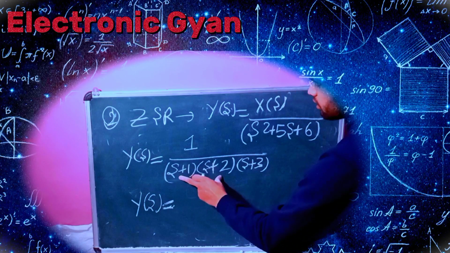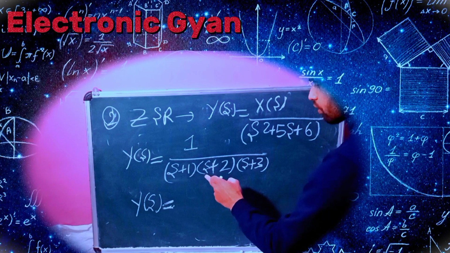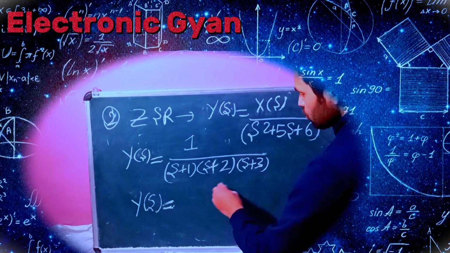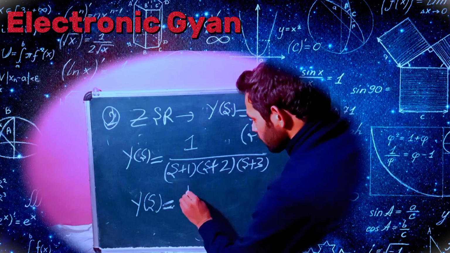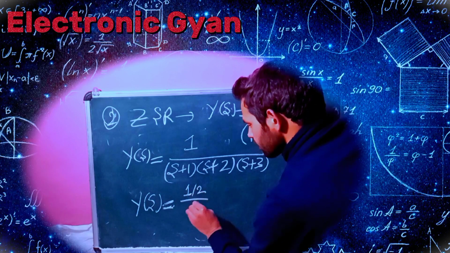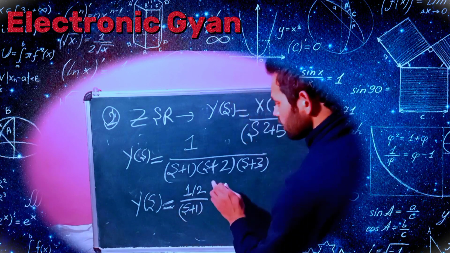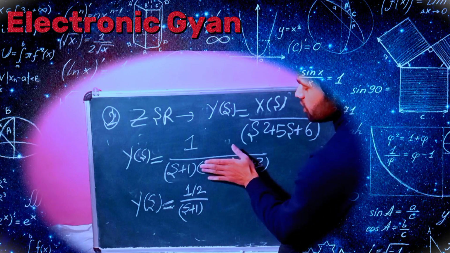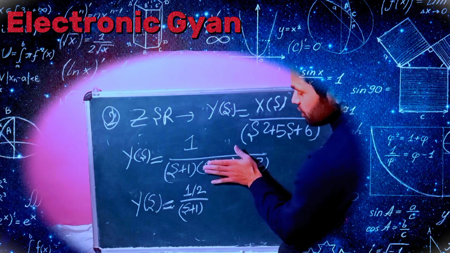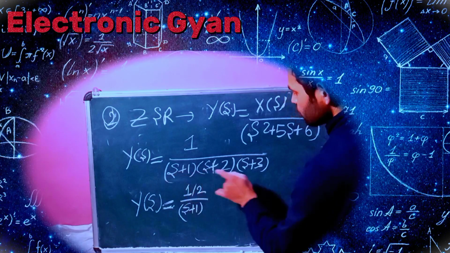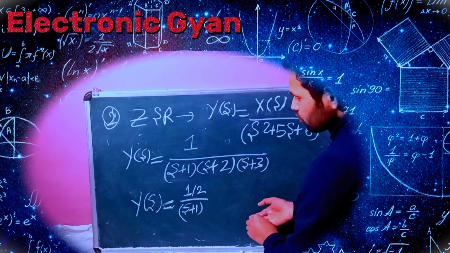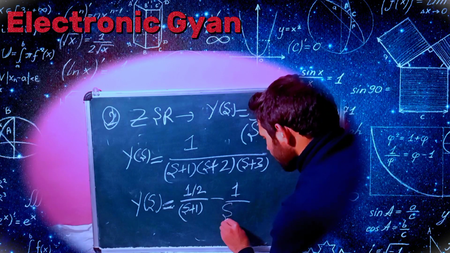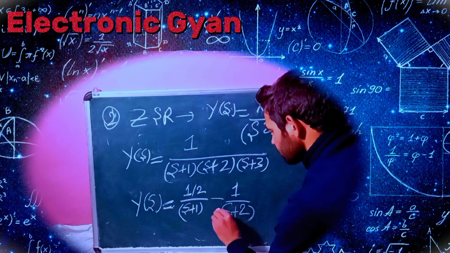S is equal to minus 1. So this is 2 minus 1, 1, and this is 3 minus 1, which is 2. So here this is 1 by 2 divided by s + 1. Here, for s + 2, just cover this and put s = minus 2: minus 2 plus 1 is minus 1, and here 3 minus 2 is 1. So this means it is minus 1 divided by s + 2.